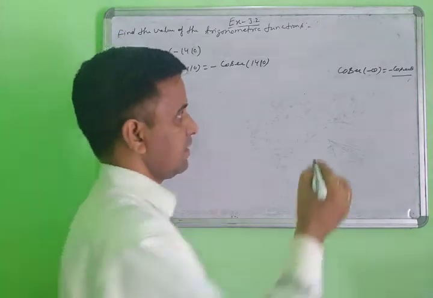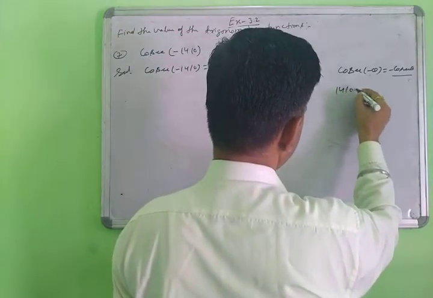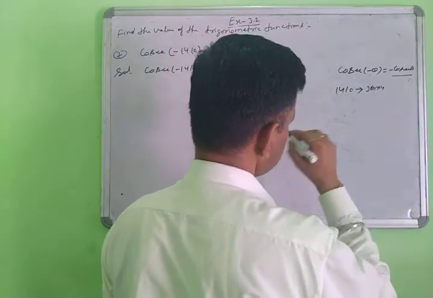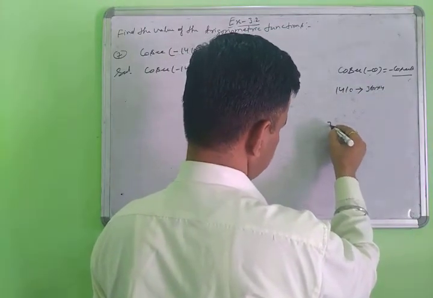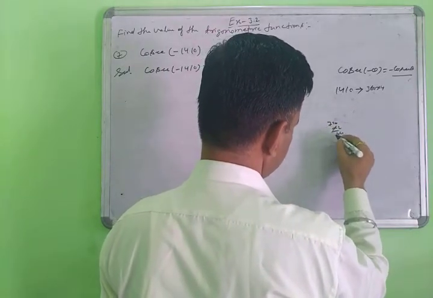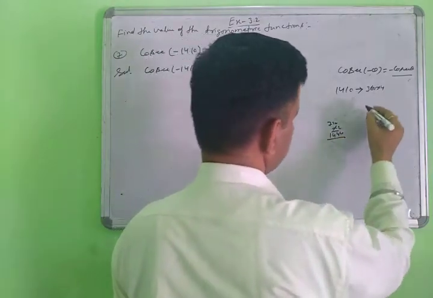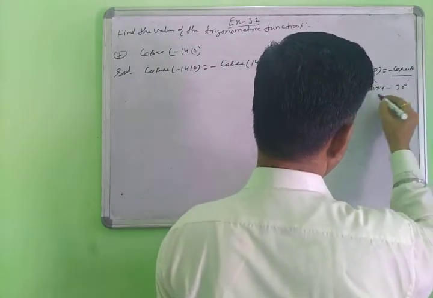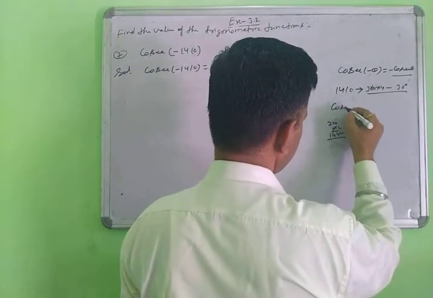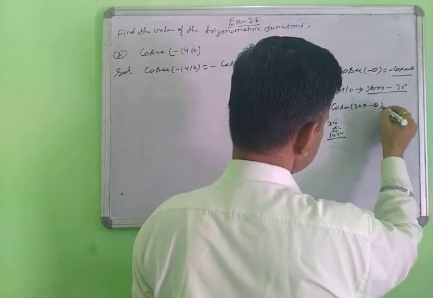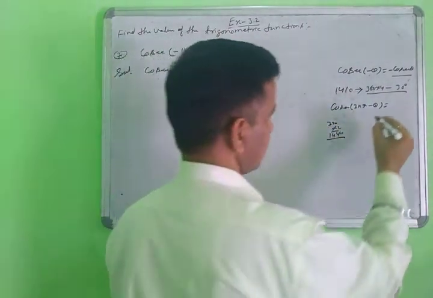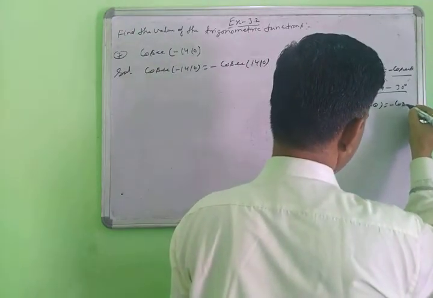After that, you convert 1410 degree into 360 into 4, that is 1440, minus 30 degree. It means you will use the identity cosec 2 n pi minus theta. It is in the fourth quadrant, and cosec in the fourth quadrant is negative. This will become minus cosec theta.